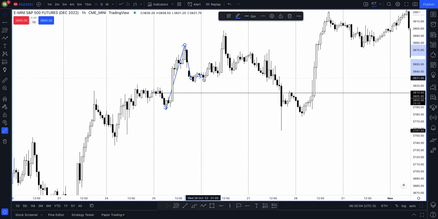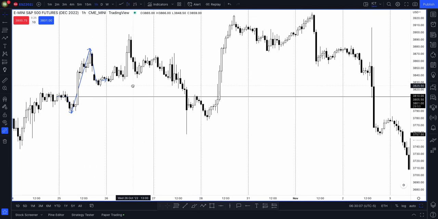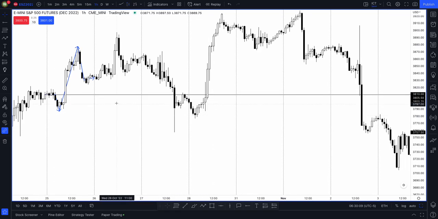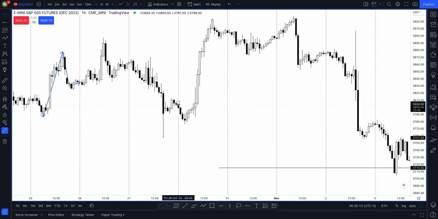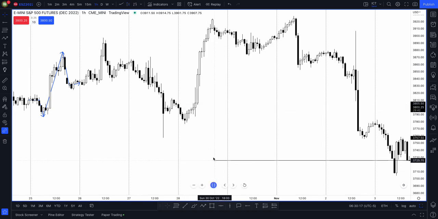Now I'll find you another example if that wasn't clear enough. We can see again over here. So what can we see over here? I'll just move this right down here for now. You can see midnight New York opening time, okay? Friday the 28th of October. You can see price opened where?